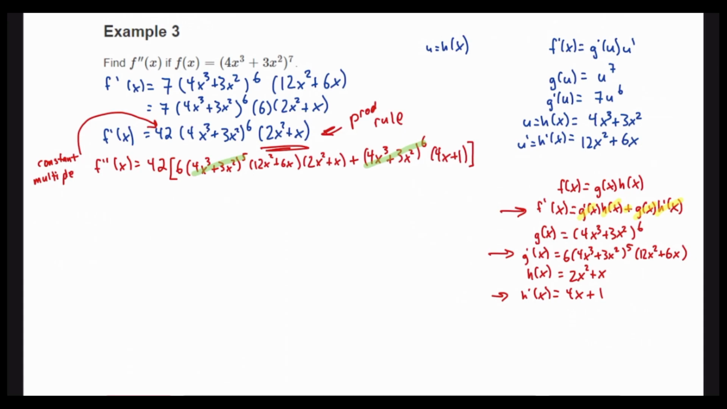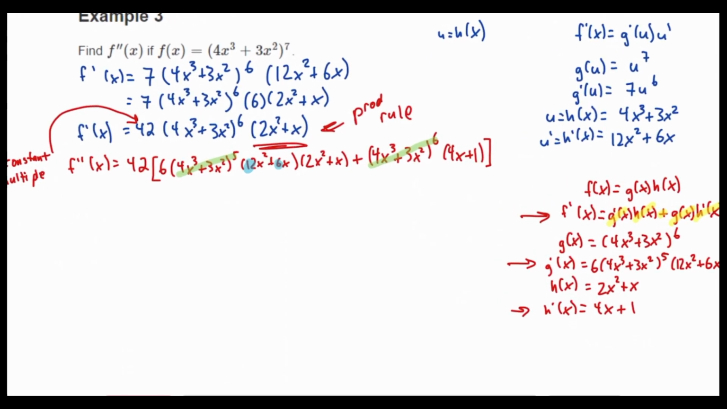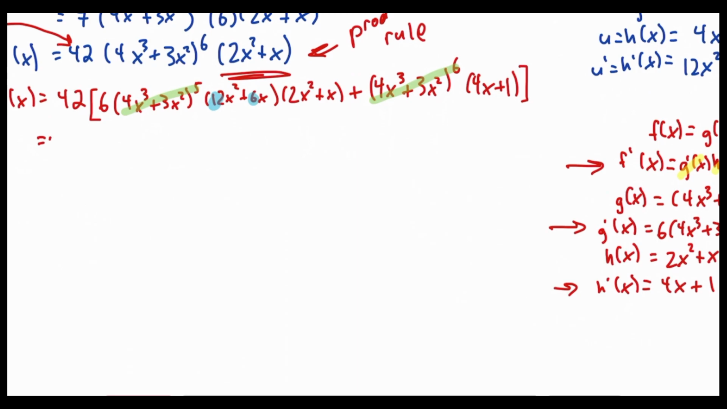Are there any other greatest common factors we can maybe pull something out? Yep, if we look here, I can also pull a 6x out of there. So let's go and do this one piece at a time. So f prime x is equal to 42 times 4x cubed plus 3x squared to the power of 5. That's the most I can pull out.